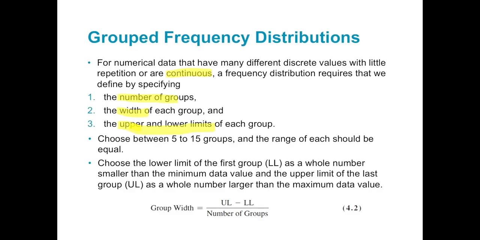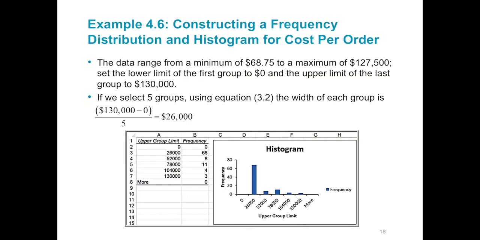And the width comes from a simple formula: upper limit minus the lower limit, divided by the number of groups. Set the lower limit to a round number just below your minimum value and the upper limit just above your maximum. And we can see that in action in this example.